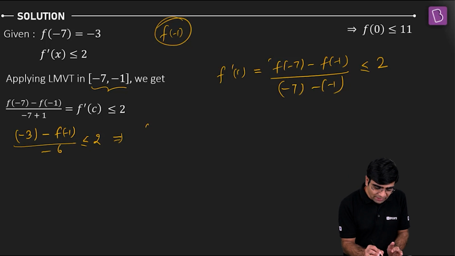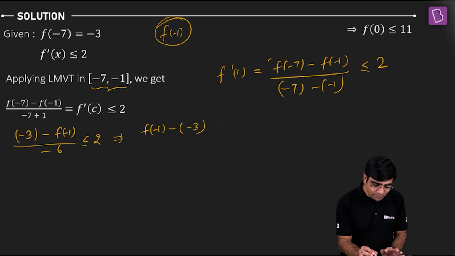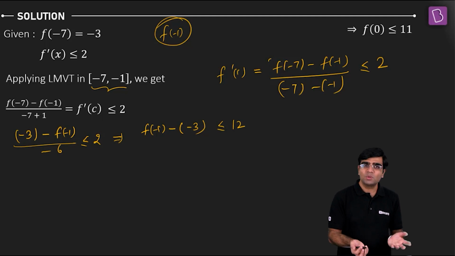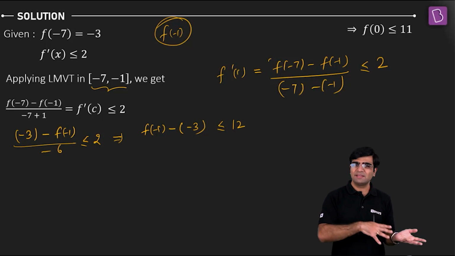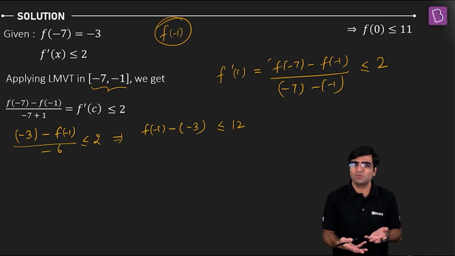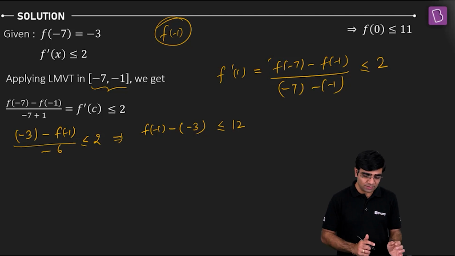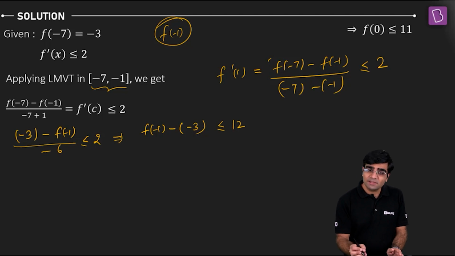So what will I have? I'll have f of minus 1 minus of minus 3, and that will become less than or equal to 12, because I've taken only 6. Minus 1 I've dissolved in the numerator. Understood? See, there I've shown you that calculation, so here I'm showing you another type of calculation. Perfect. I can take that minus 3 on that side. So I can say that f of minus 1 is less than or equal to 12.